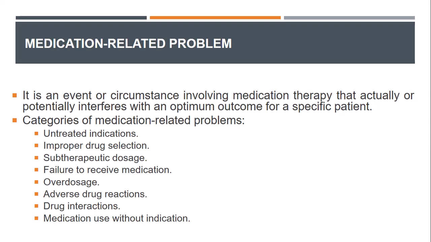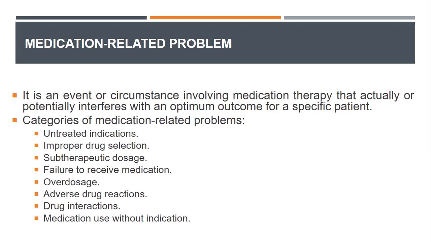What are some of the medication-related problems? It is an event or a circumstance involving medication therapy that actually or potentially interferes with an optimum outcome for a specific patient. We see that the categories of medication-related problems may include this: untreated indication. A patient has come, you're giving them a wrong medication for wrong indication, so it becomes a problem. Improper drug selection, you fail to make a decision based on what a patient has given you. With all the knowledge that you have attained from your training, you should be in position to give or select the right medication for the right ailment or right condition or indication.